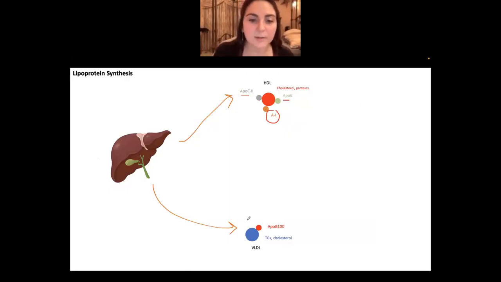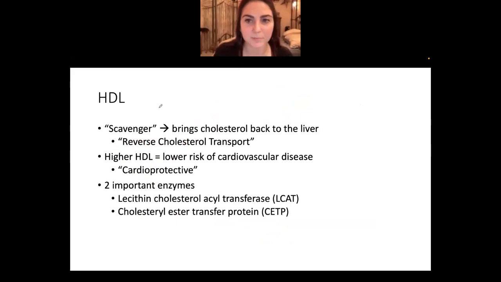Down here, your VLDL is everything we just talked about. That cholesterol gets packaged into a particle, and then it has B100 on its surface, so ApoB100. Again, the marker for your VLDL.